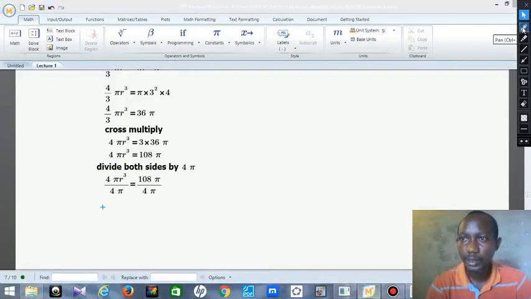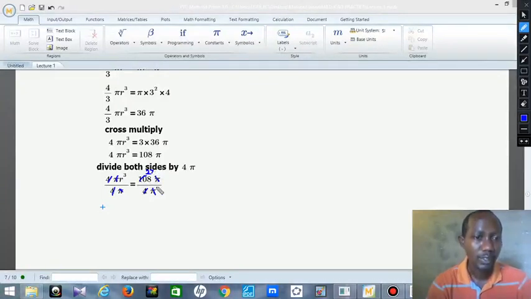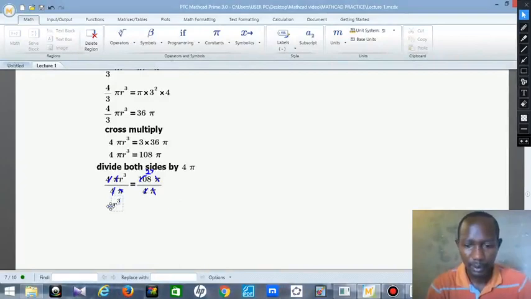So let's cancel out what is common. 4 cancels out 4, pi will cancel out pi, leaving r cube. Then pi will cancel out pi. Let's divide and see. 4 into 10, we are getting 2, remainder 2. Then this will now give us 7. So we are having 27. So the next step will be r cube is equal to 27.